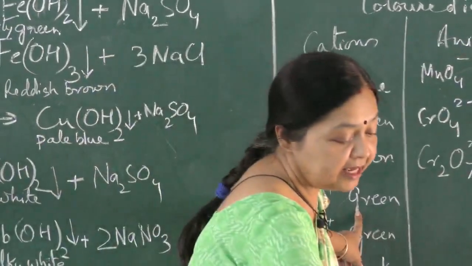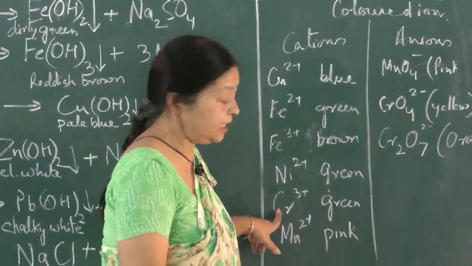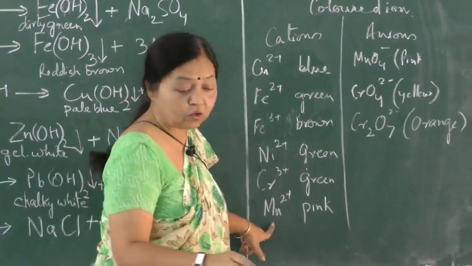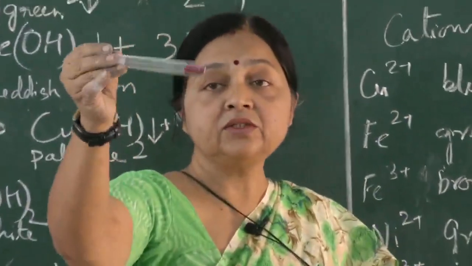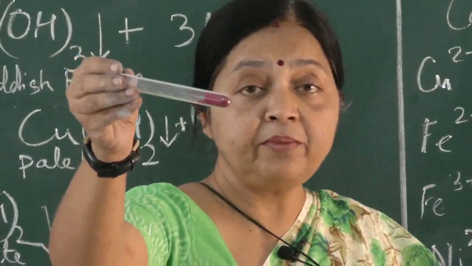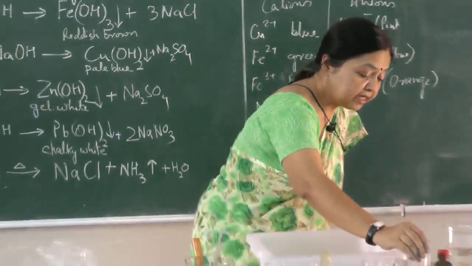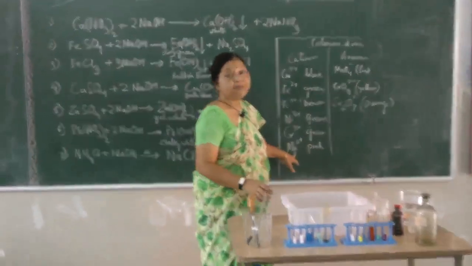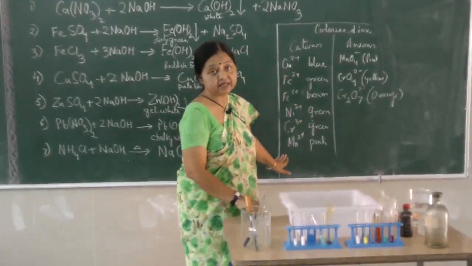And next is cobalt and chromium. Chromium is also green in color, and cobalt, Co, is pink in color. You have read in the test of water that cobalt chloride paper is used for testing of water. And Mn is also pink. So these are the colored cations.